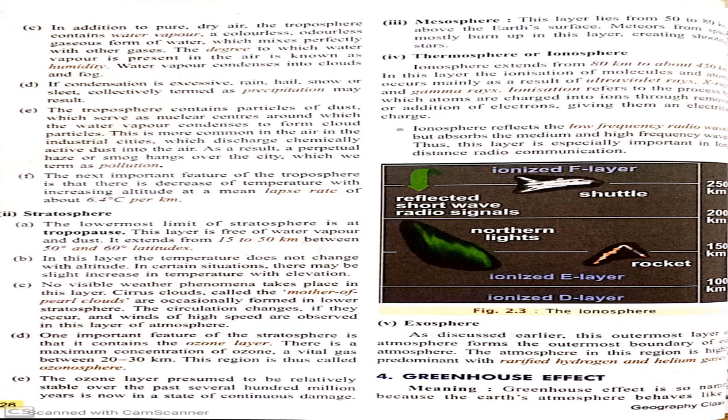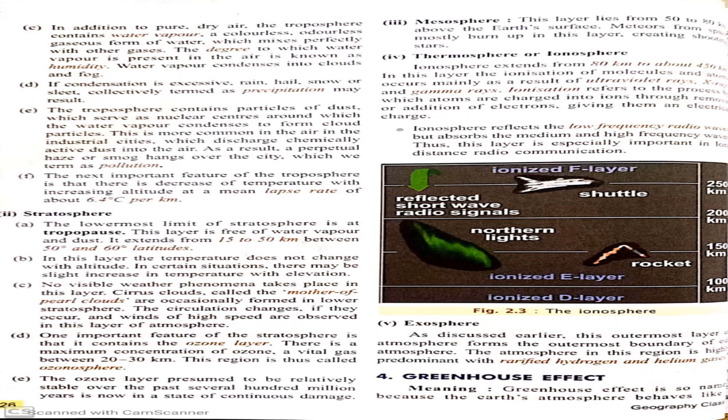Now in this layer the temperature does not change with altitude. We saw previously that atmospheric pressure depends on three main factors: altitude, temperature and water vapor. And as we go up, the pressure of the air decreases. Here the temperature does not change with altitude. In certain situations there may be a slight increase in temperature with elevation. Then no visible weather phenomena take place in this layer.